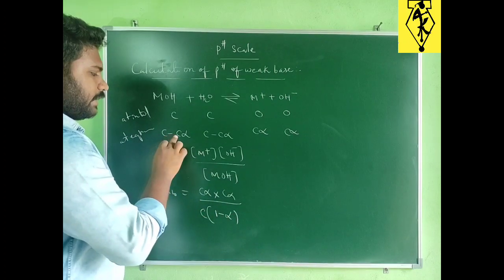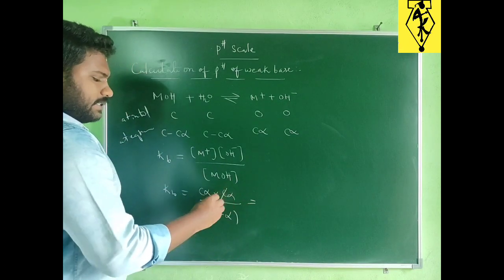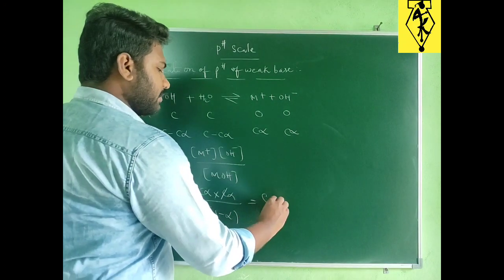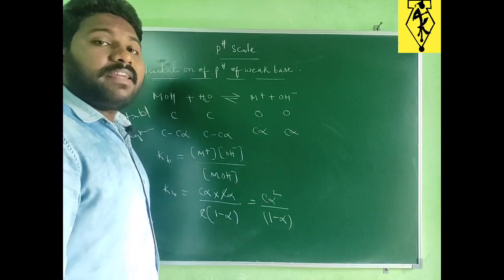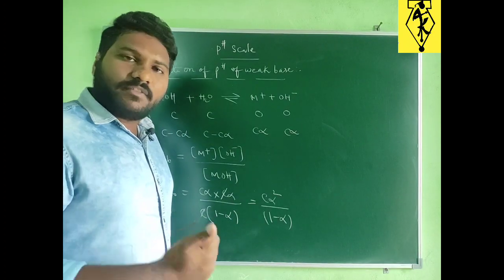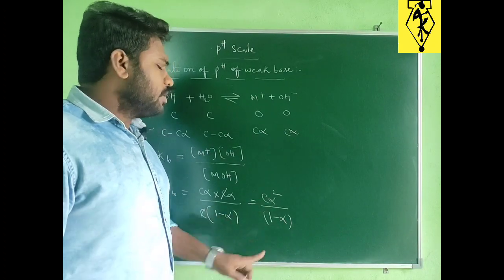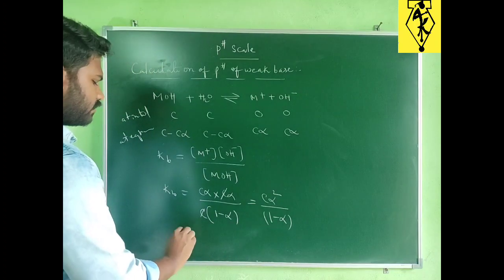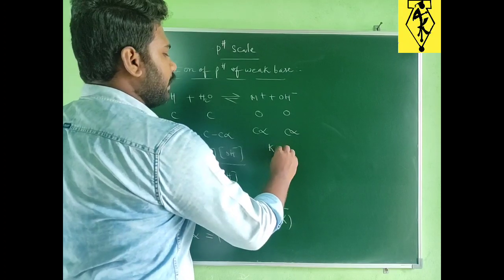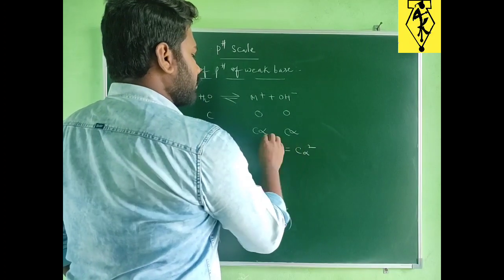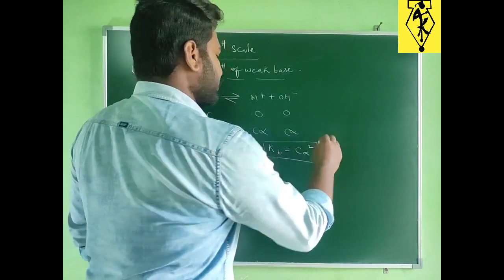I am simplifying this C minus C alpha as C into 1 minus alpha. So here C will get cancelled, and we get C alpha square divided by 1 minus alpha. For any weak electrolyte, that may be a weak acid or weak base, this alpha is very small. Because of that reason, we'll take this 1 minus alpha as 1. Then this equation becomes Kb is equals to C alpha square. This is one equation.